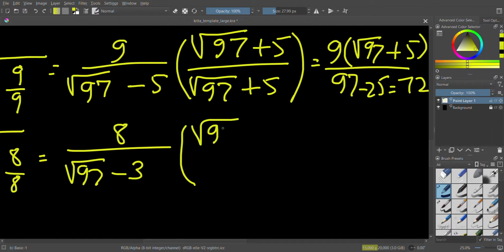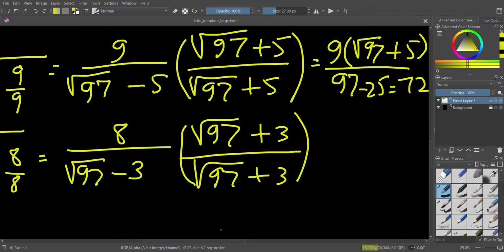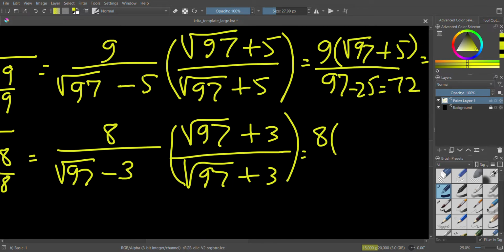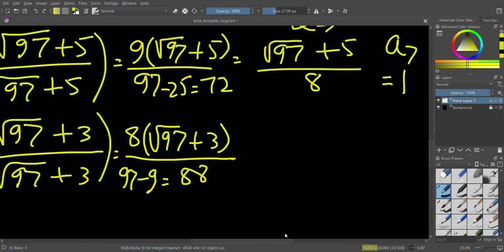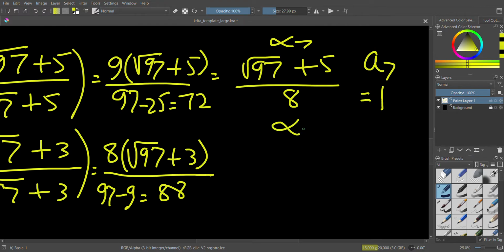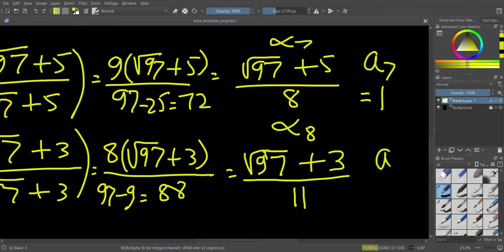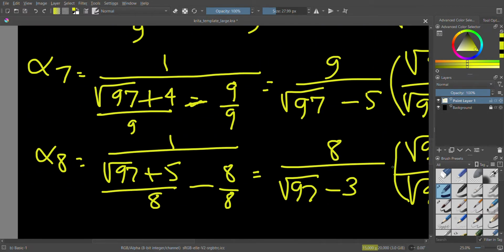I think we're getting into a rhythm here. And this is 8 times square root of 97 plus 3. And then this is 97 minus 9, which is equal to 88. And we are doing alpha sub 8, which equals square root of 97 plus 3 divided by 11. And A sub 8 is equal to 9 plus 3 divided by 11, so it's really 1 when you floor it. Okay, so 3 and 11, folks, for alpha sub 9.